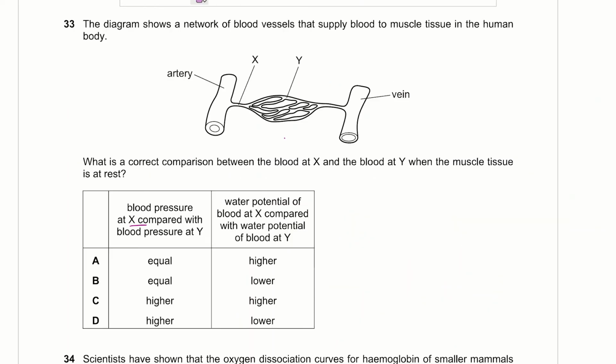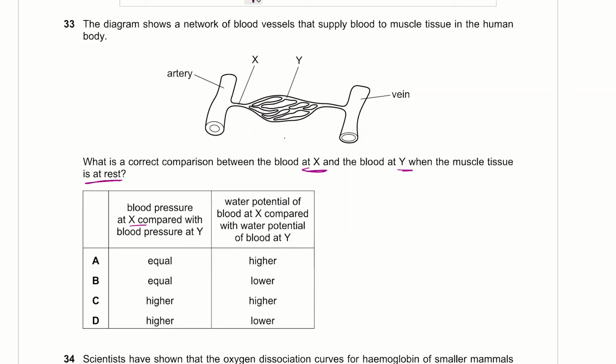The diagram shows a network of blood vessels that supply blood to muscle tissue in the human body. What is the correct comparison between blood at X and blood at Y when muscle tissue is at rest? So blood pressure at X compared with blood pressure at Y.